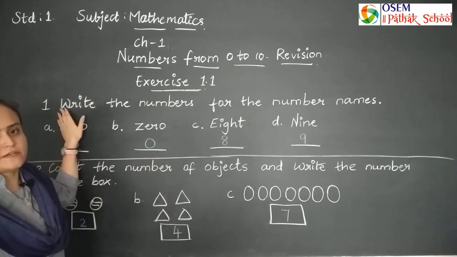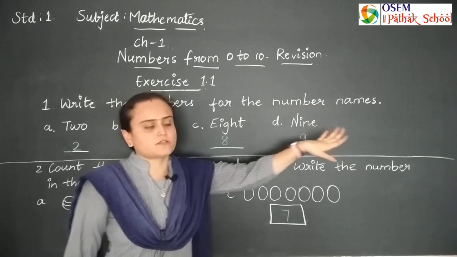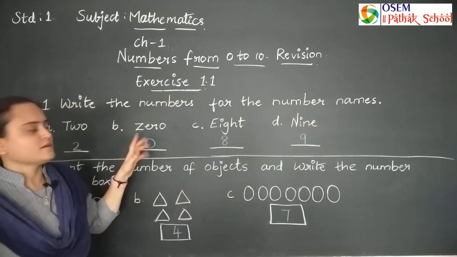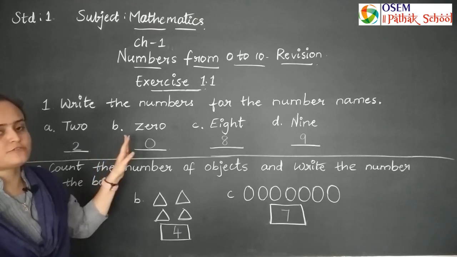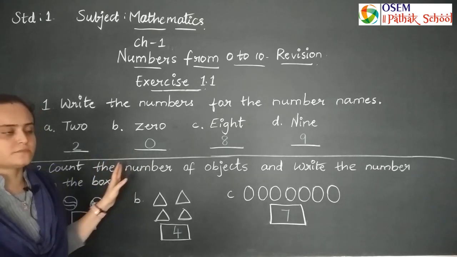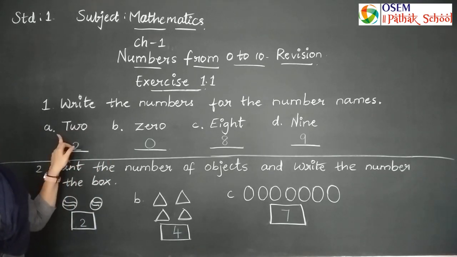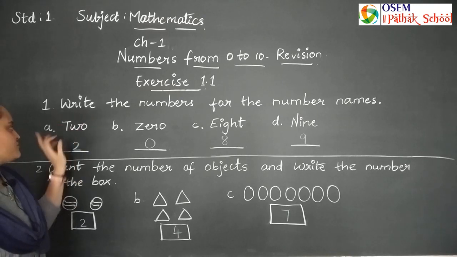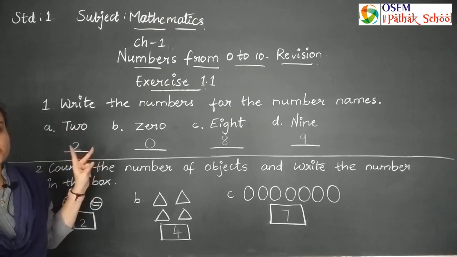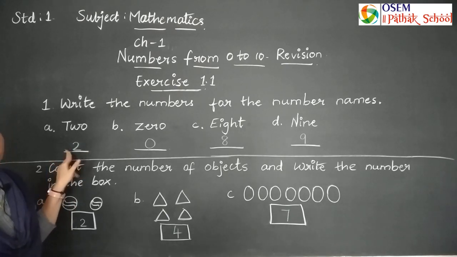First question is given. Write the numbers for the number names. So what is meant by that? Number names are given and you have to write only a number. So first, A. Which number name is given here? T-W-O. What is the meaning of T-W-O? 2. Then you have to write the number 2.